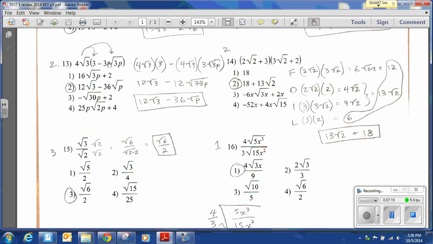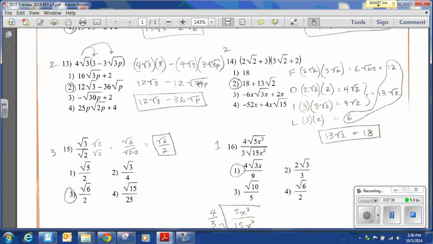Number 13, we are distributing, so we're going to multiply 4 radical 3 times 3. We multiply coefficients. That's 12 radical 3, minus, 3 times 4 is 12. And we multiply the radical times radical. That's the radicands times the radicands.